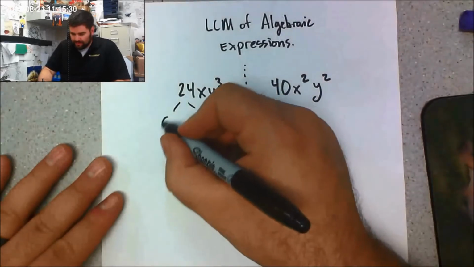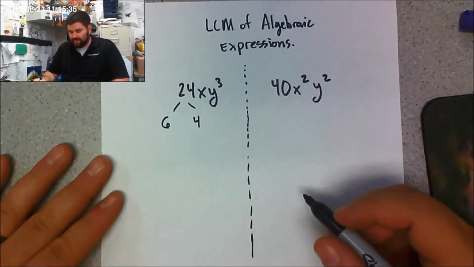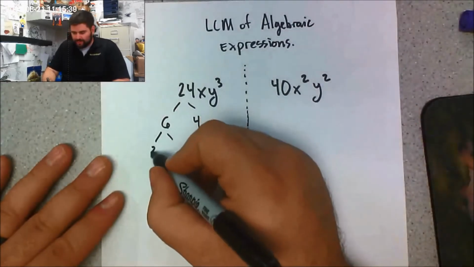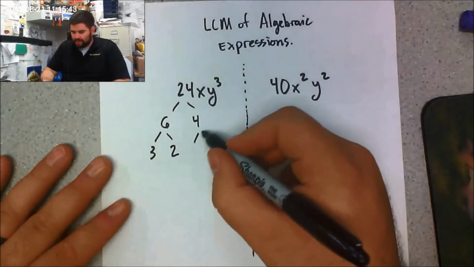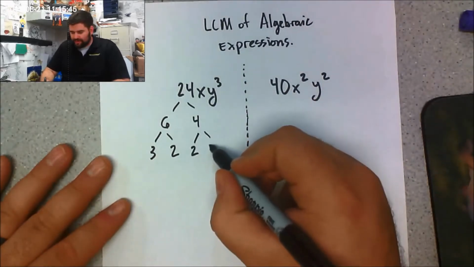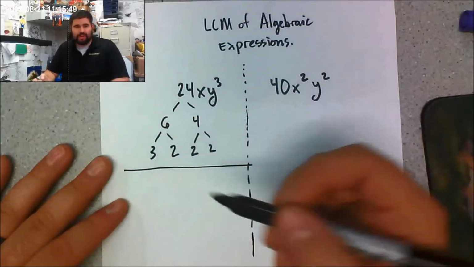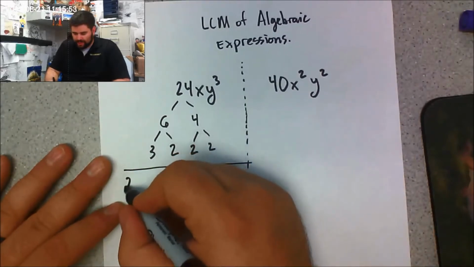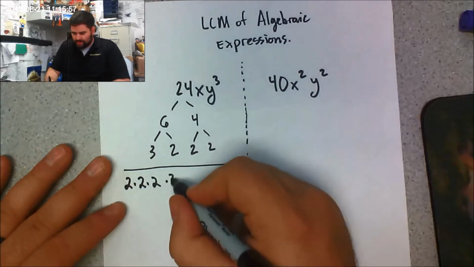I'm going to start out with 6 times 4. Those two multiply together to give me 24. I split up 6 into 3 times 2. These are two prime numbers. And 4 splits up into 2 times 2. So what that gives me right here is my prime factorization of the number 24. I'm going to rewrite it here: 2 times 2 times 2 times 3.